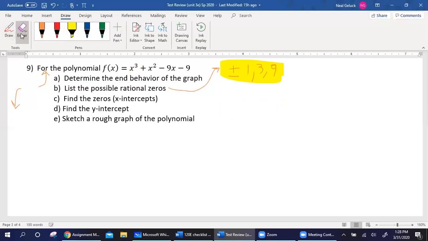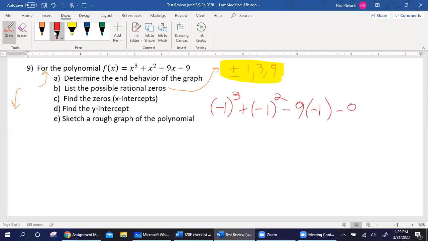So that one's out. Let's say maybe I try -1. And again, what I'm doing is I'm plugging it in to the original function. So I'm actually going to write it out here so we can see what's happening. So this would give me -1 plus 1 plus 9 minus 9. And that does equal 0. So that was the keystone to this problem.